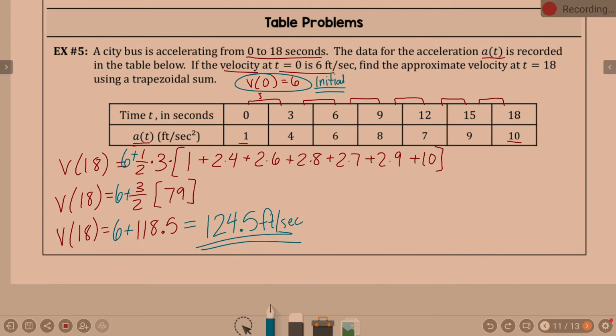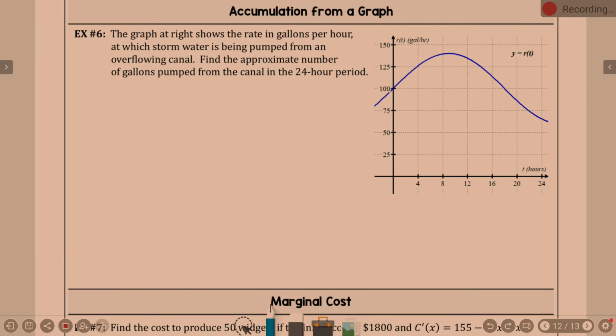Technically, we have 2 more problems. The graph at the right shows the rate in gallons per hour at which stormwater is being pumped from an overflowing canal. Find the approximate number of gallons pumped from the canal in the 24-hour period. Thoughts?